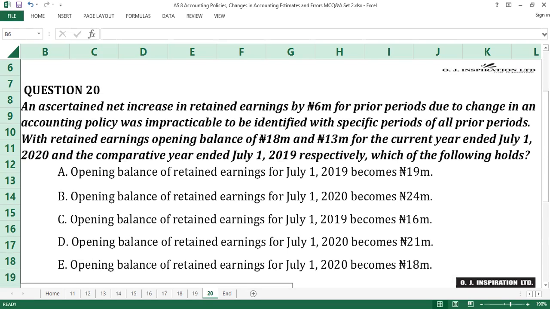A, opening balance of retained earnings for July 1, 2019 becomes 19 million naira. B, opening balance of retained earnings for July 1, 2020 becomes 24 million naira. C, opening balance of retained earnings for July 1, 2019 becomes 60 million naira. D, opening balance of retained earnings for July 1, 2020 becomes 21 million naira. E, opening balance of retained earnings for July 1, 2020 becomes 18 million naira. Time counts.